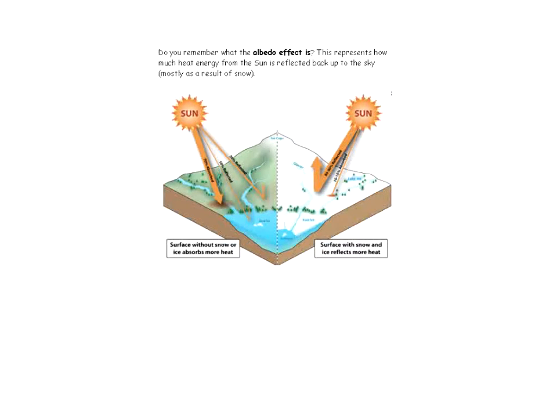Okay, you might remember this term, the albedo effect. What that represents is how much energy from the sun is reflected back up to the sky. And so most of the albedo effect comes from snow. Because snow is very reflective, 85 to 90% of the energy from the sun is reflected back up. Whereas if you look at this situation where we don't have snow, 70% of the energy from the sun is absorbed.